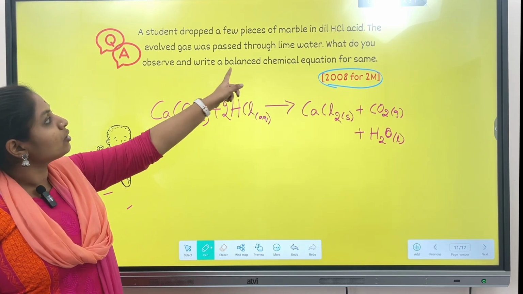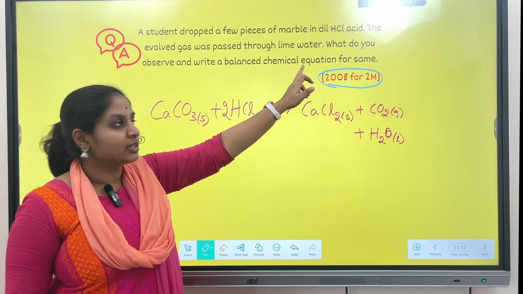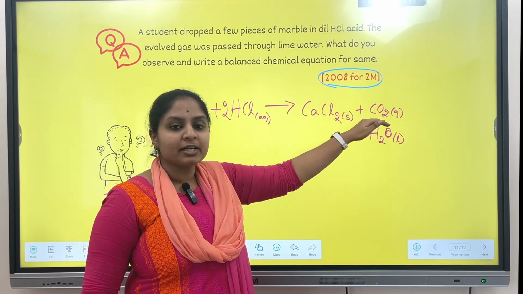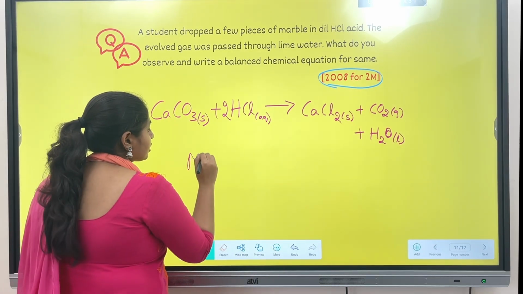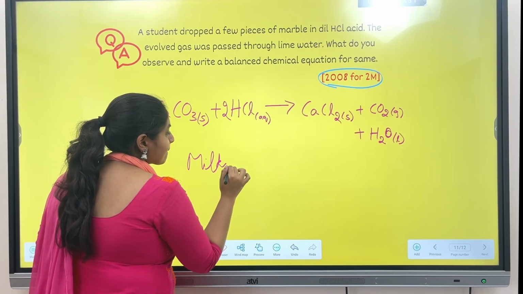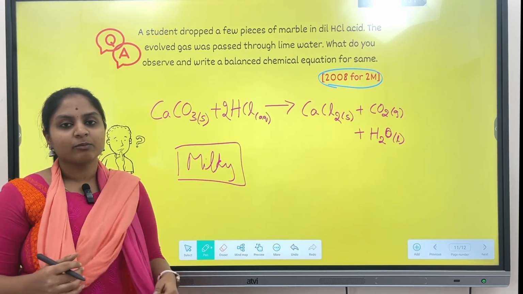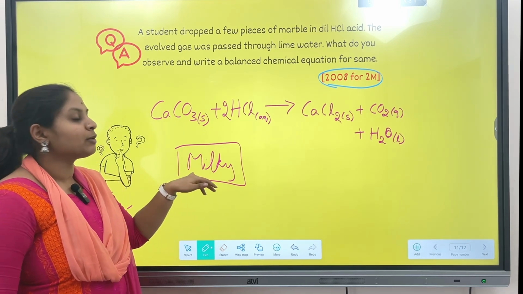They are asking you about the gas that is evolved. The gas that is evolved is passed through lime water. So, what do you observe? We saw in the reaction that when carbon dioxide is passed through lime water, the lime water turns milky. The word milky must be present. The lime water is a clear solution. When carbon dioxide gas is passed through, it will turn milky.